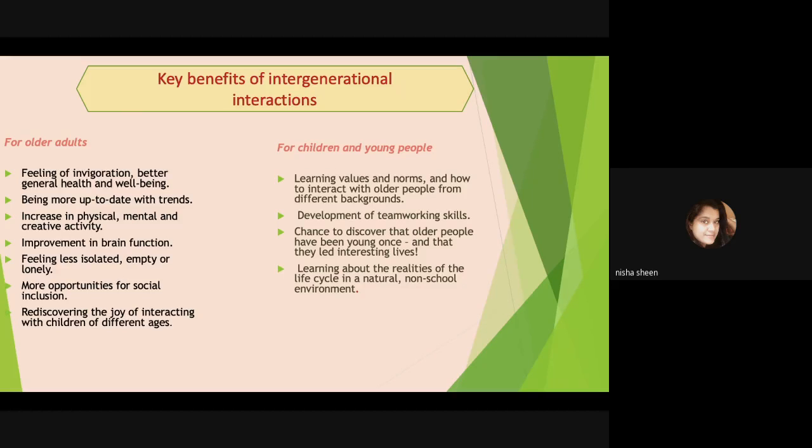Older adults are concerned about the world they are leaving behind for their grandchildren and other younger generations, whereas the young are concerned about the state of the world they will inherit. Here are some key benefits of intergenerational interactions.